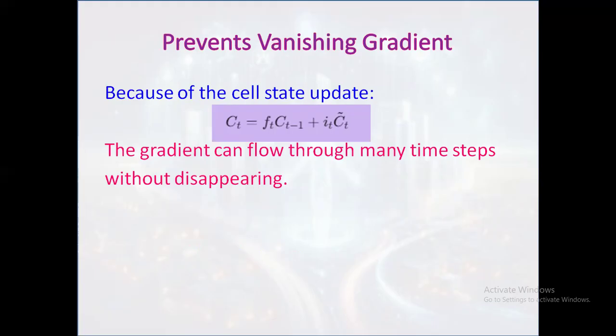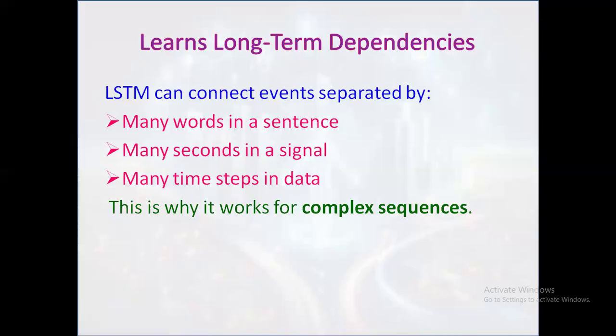As I've said, the cell state update equation allows the gradient to flow backward through Ct-1, see here, across many time steps with minimal multiplication by small numbers. This preserves the learning signal from distant time steps. Thus, LSTM can learn relationships that span long intervals, which is difficult for standard RNNs.